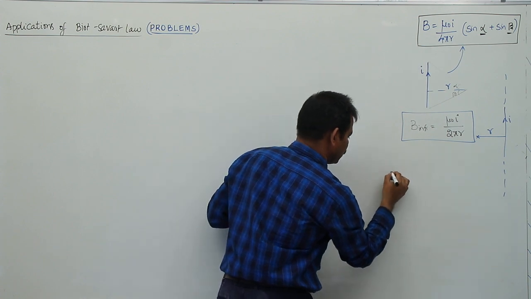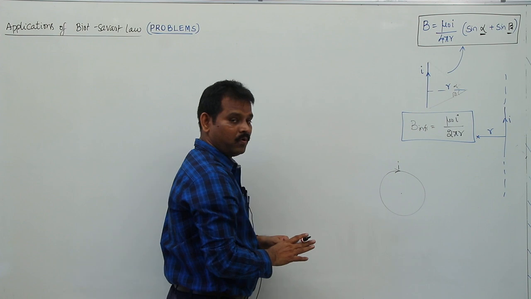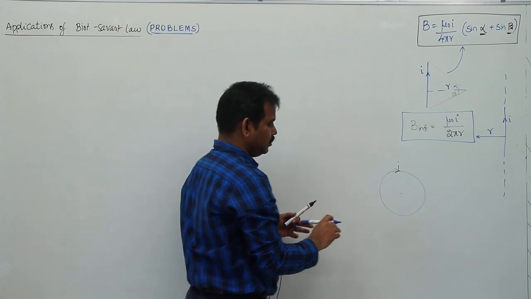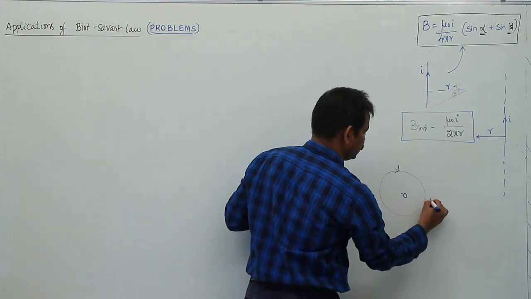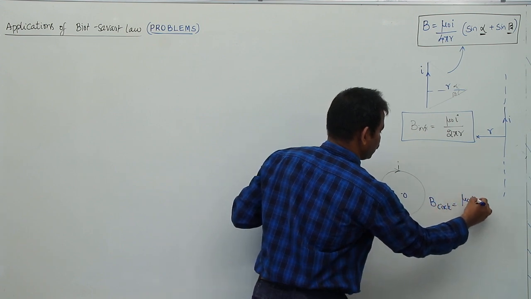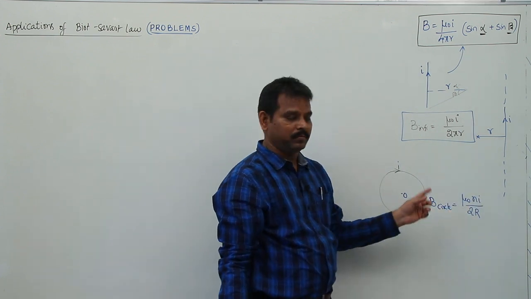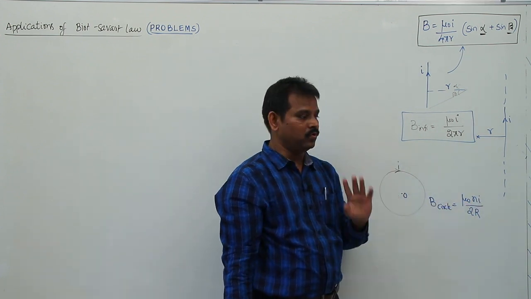But in case of a circular loop carrying some current I, if I want to find out the magnetic field at the center, the magnetic field at the center O due to the circular loop will be mu naught N I by 2r. In some cases, if the number of turns is not given, you take N equal to 1 only.